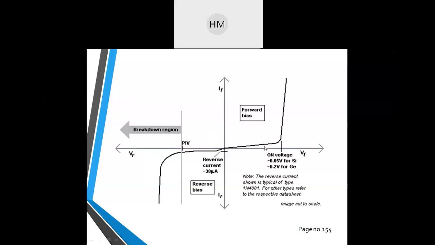This is the characteristics, the same characteristics as your Zener diode. A Zener diode always works in reverse bias mode. So the same thing here, we are working with this. In reverse bias, breakdown takes place and a heavy flow of current will start.